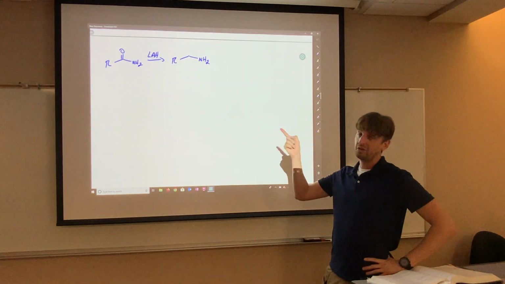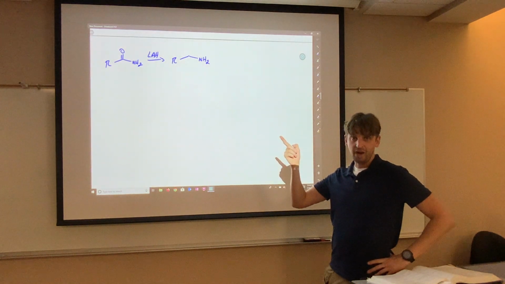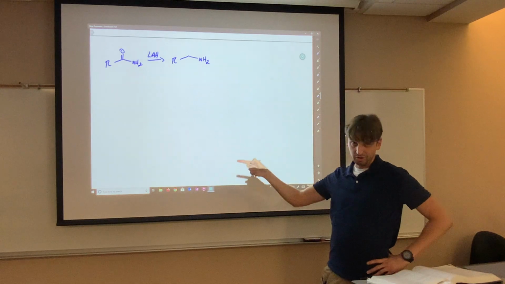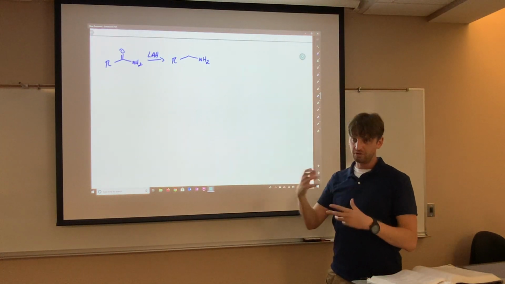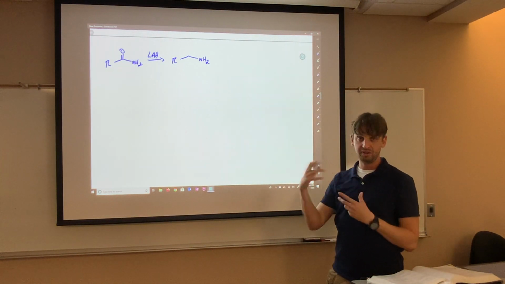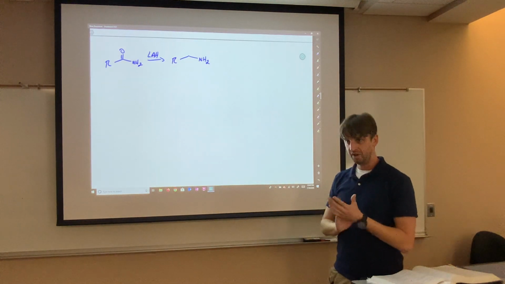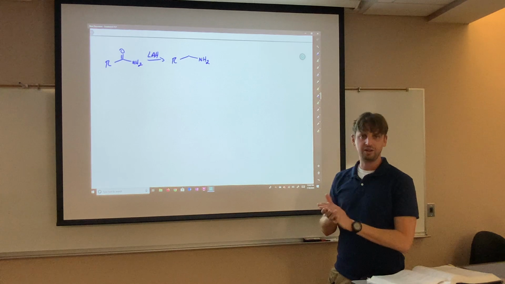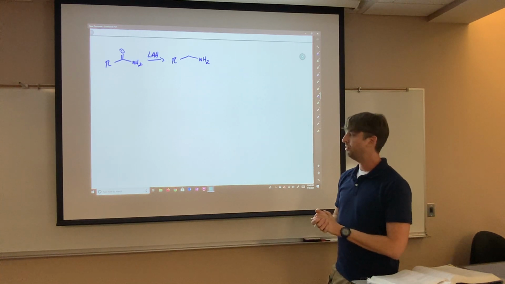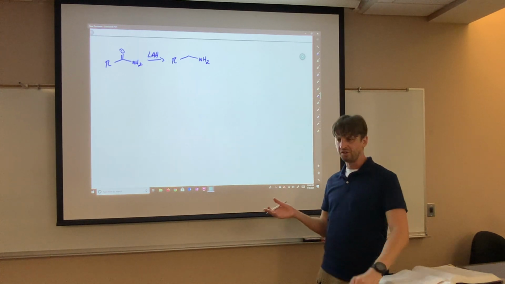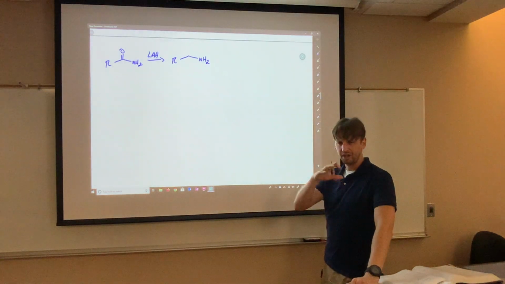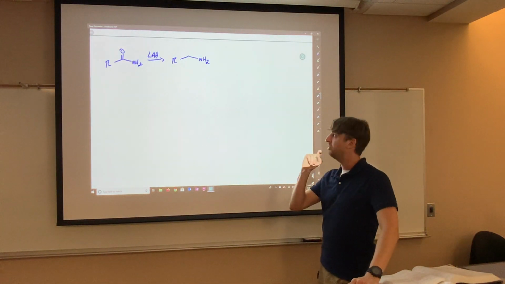Remember, oxygen and aluminum are good buddies. And so the aluminum in the LAH is going to end up reacting with the oxygen. We end up kicking off an aluminum oxide, which is a very thermodynamically stable compound. It's basically aluminum rust, essentially what happens. We talked about that a little bit in another video.